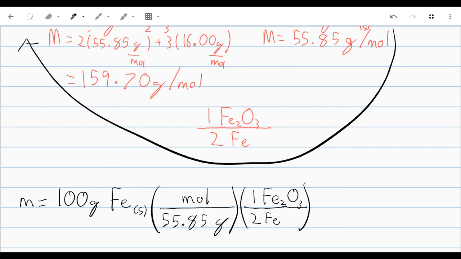Okay, and then the very last thing we need in this is we need to go from moles back to mass. So we are going to need that second molar mass for the iron 3 oxide. And that's the equation that I need in order to figure this out. It's going to convert the 100 grams of iron into the mass of the iron 3 oxide.